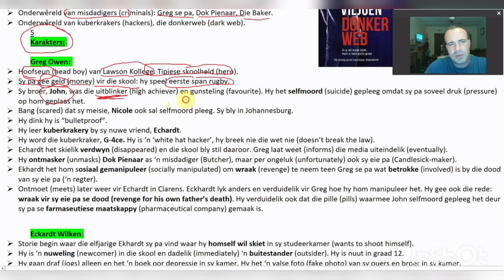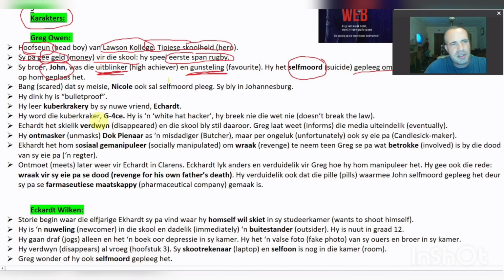Okay, he was also the dad's favorite, gunsteling, and he was genuinely talented. But however, there's a tragedy in this family. John committed suicide. Why? Sy pa plaas soveel druk op hom. His dad placed so much pressure on him that he cracked and he took pills and he overdosed and he died.